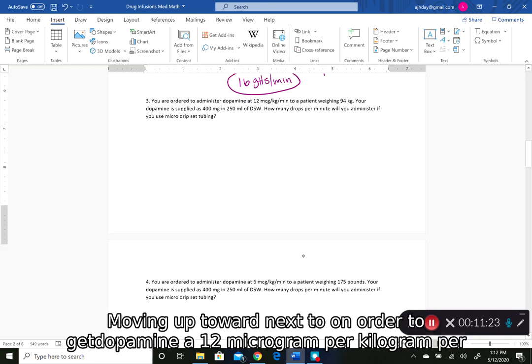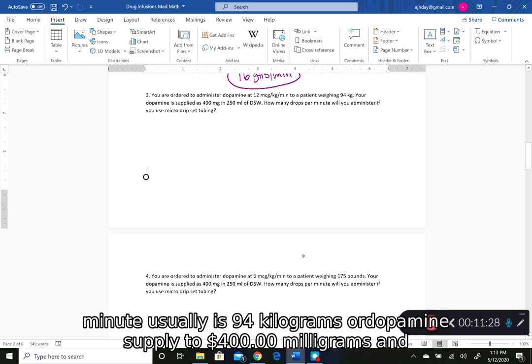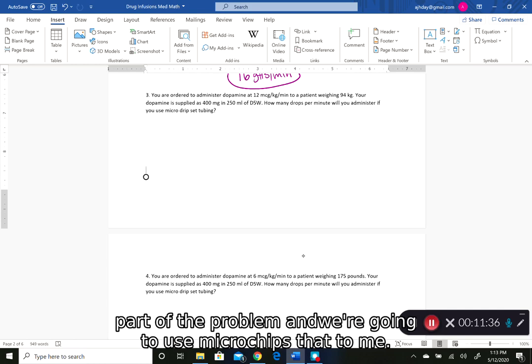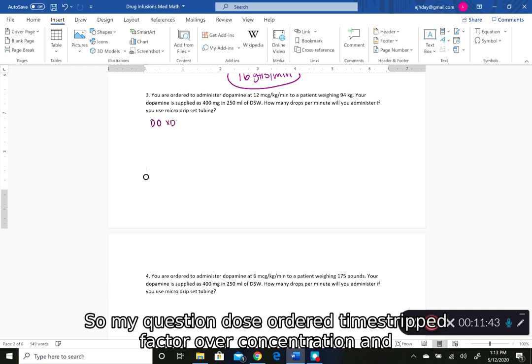All right, moving on to our next one. We're ordered to give dopamine at 12 micrograms per kilogram per minute. Patient weighs 94 kilograms. Our dopamine is supplied in 400 milligrams in 250 ml. I've already figured that out, so I can just ignore that part of the problem. And we're going to use micro drip set tubing. So my equation: dose ordered times drip factor over concentration.